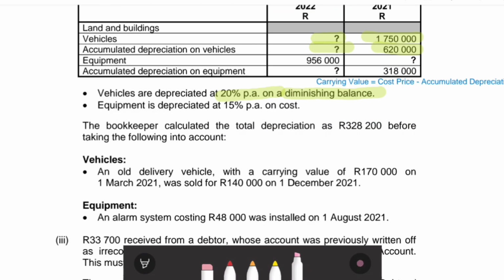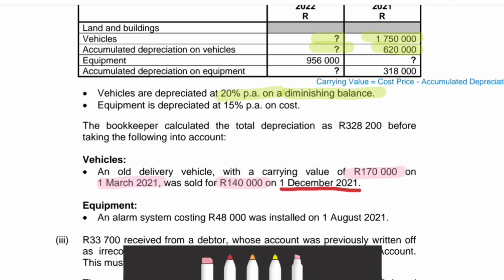We are told that an old delivery vehicle with a carrying value of 170,000 on the 1st of March, remember, the financial year starts 1st of March, ends Feb 2022, was sold for 140,000 when? On the 1st of December 2021. We have to be a bit careful here. I said if we want to work out whether we made a profit or a loss, we compare the carrying value and the selling price. The carrying value that I'm referring to is at the point of sale, at the day that we are selling the asset, not at the beginning of the year.